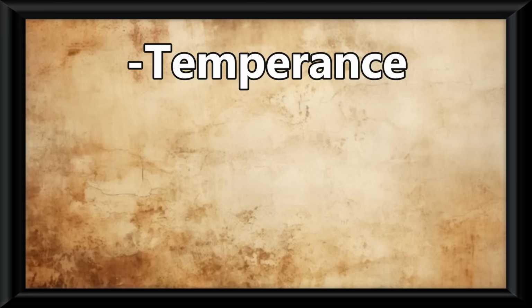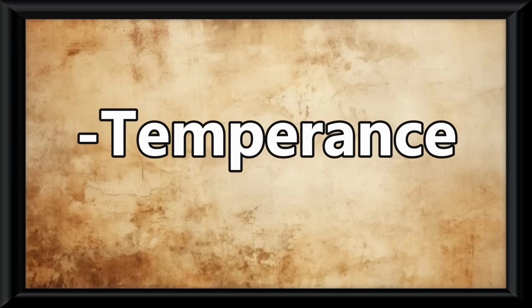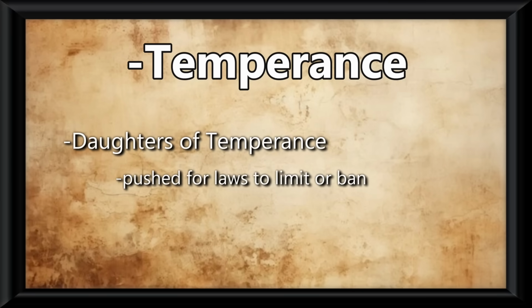The temperance movement aimed to reduce alcohol consumption. Reformers believed drinking led to poverty, crime, and broken families. And of course, you know that there's no way that's true. Organizers like the Daughters of Temperance pushed for laws to limit or ban alcohol.